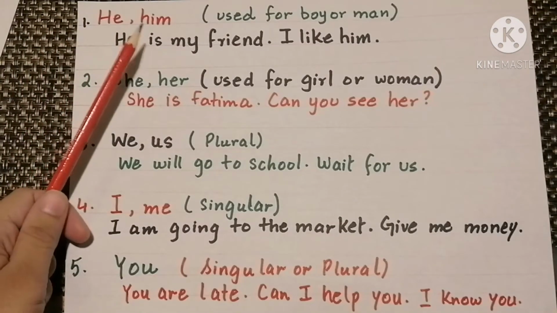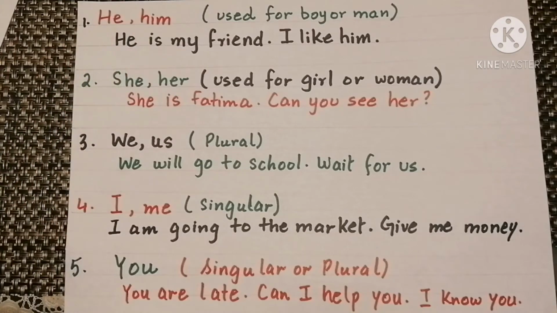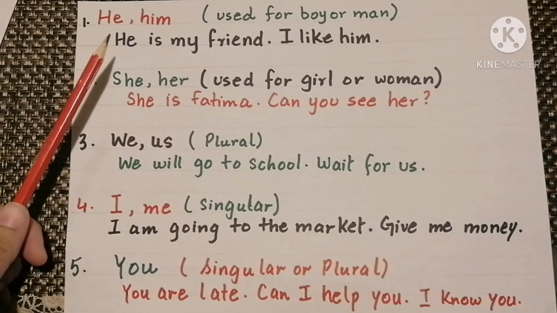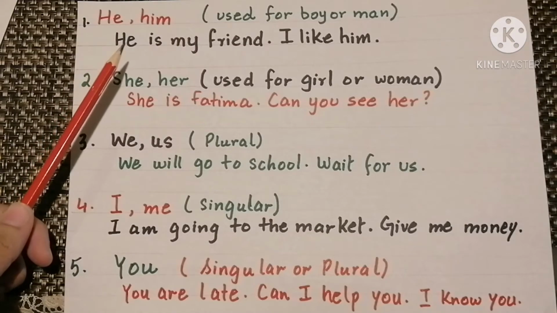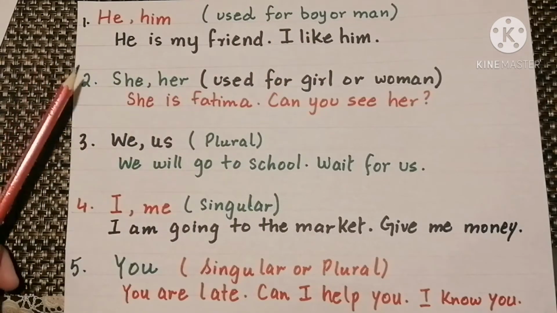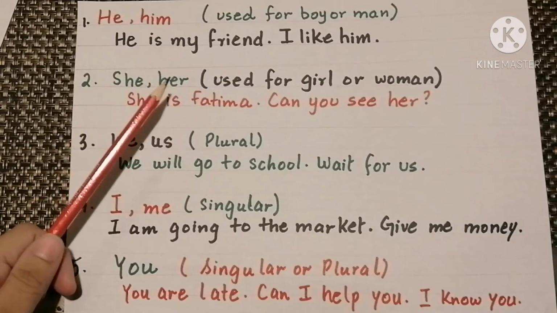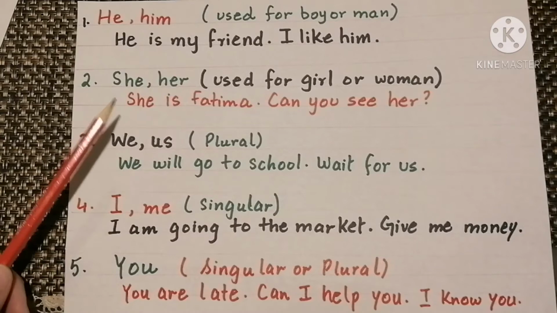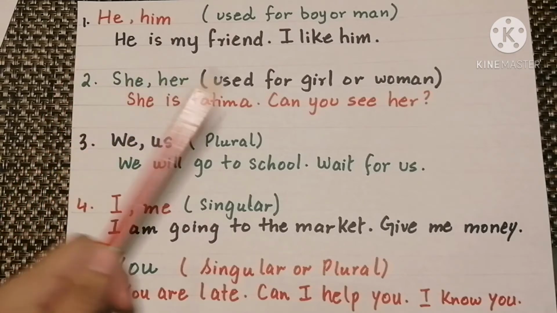He or him is used for boy or a man. He is my friend. I like him. Here he and him are pronouns. She and her are used for girl or woman. She is Fatima. Can you see her?